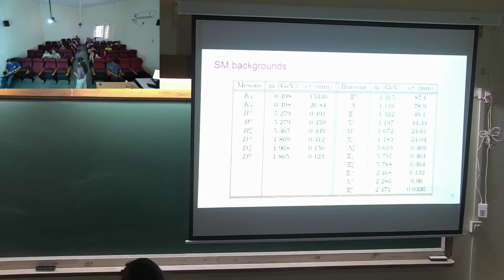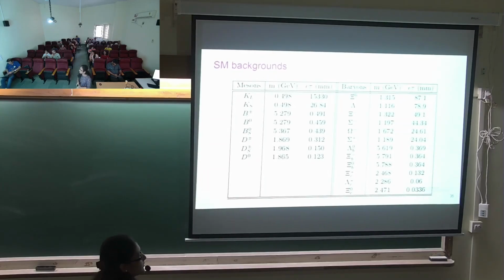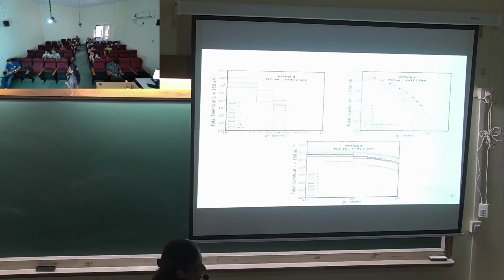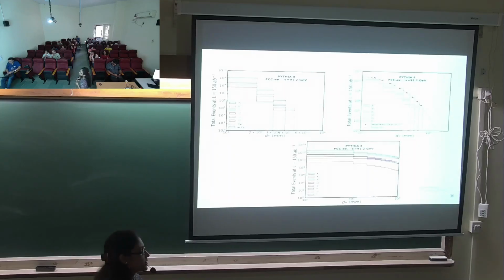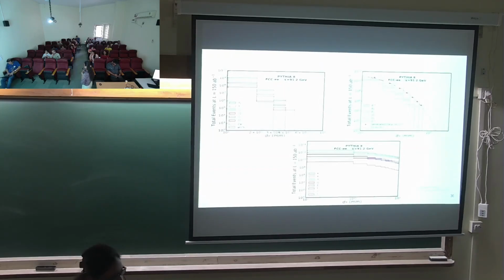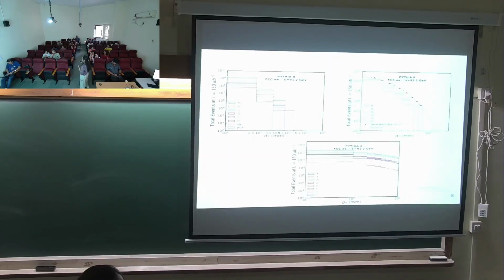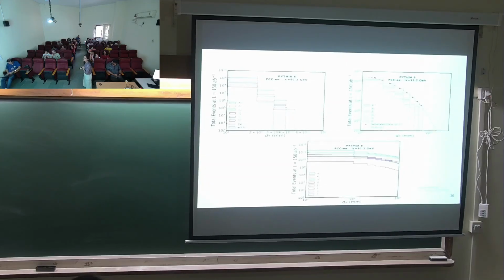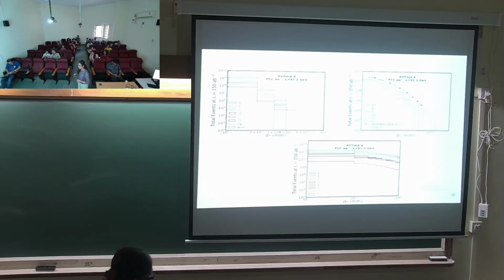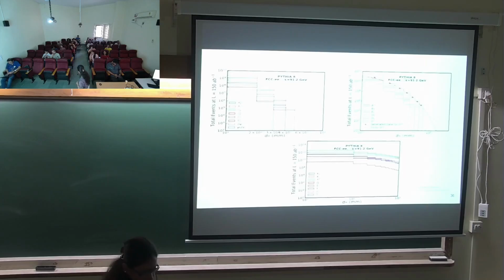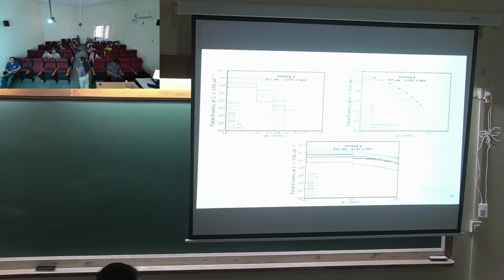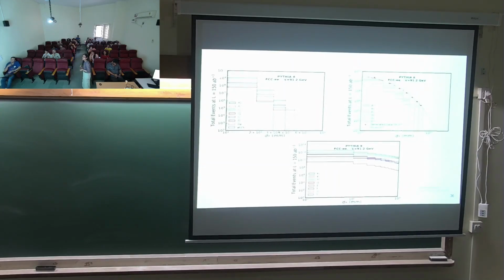So for generating the background, we have used Pythia 8, we have used the Z production cross section at 91.2 GeV and then Z to QQ bar, and have hadronized everything. And these are the 3 categories into which we have divided our standard model backgrounds.